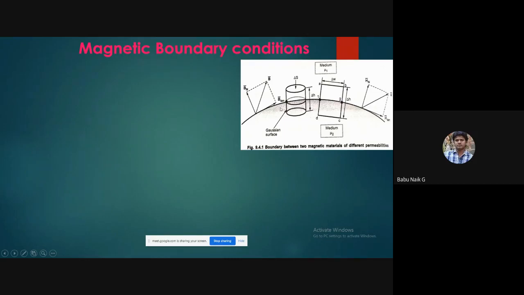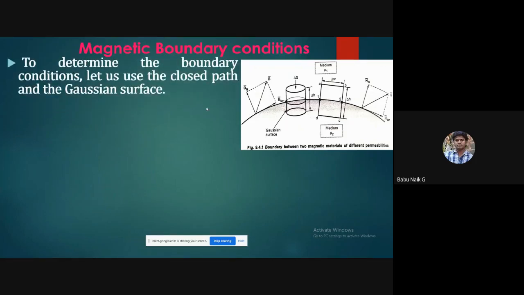To calculate the field intensity and the flux density, for the tangential component we consider a closed rectangular path, and for the flux density we need to consider a Gaussian surface, similar to what we have seen in the electrostatic field. So one is a closed path and the other is a Gaussian surface.